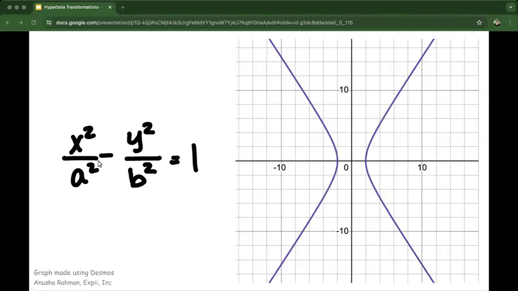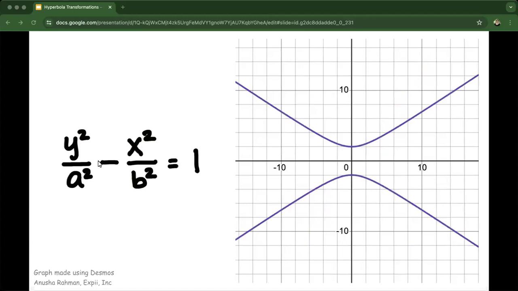The standard equation for a horizontal hyperbola with its center at the origin is x squared over a squared minus y squared over b squared equals 1. A is the distance from the origin to the vertices along the x-axis, which is a horizontal axis. B is the distance from the origin to the vertices along the y-axis, which is the vertical axis. The distance from the center to the vertices along the transverse axis, so the horizontal axis, is A, and the distance from the center to the vertices along the conjugate axis, the vertical axis, is B. The vertices are located at plus or minus A, 0.